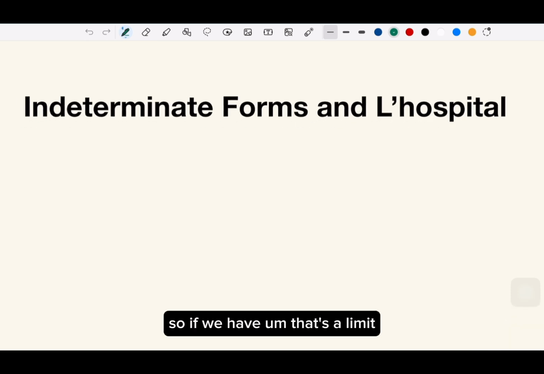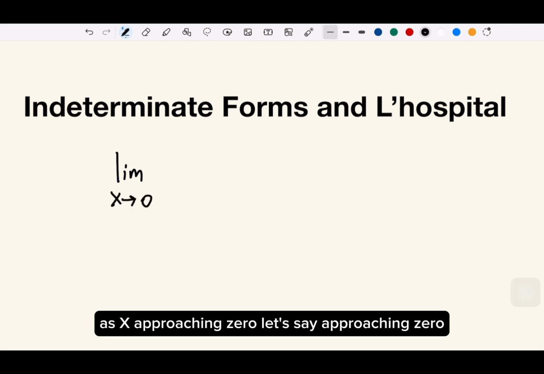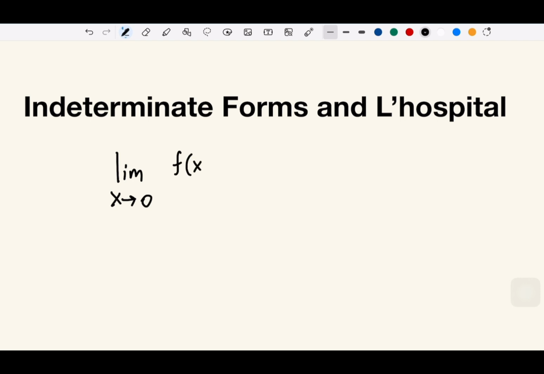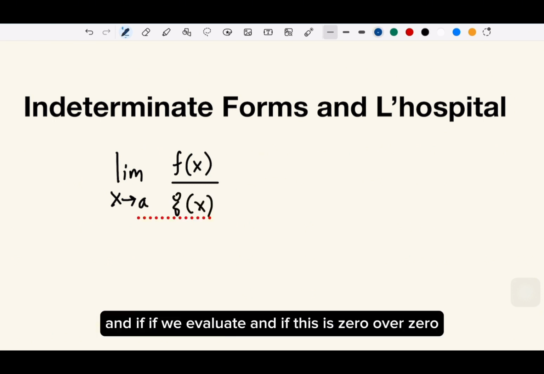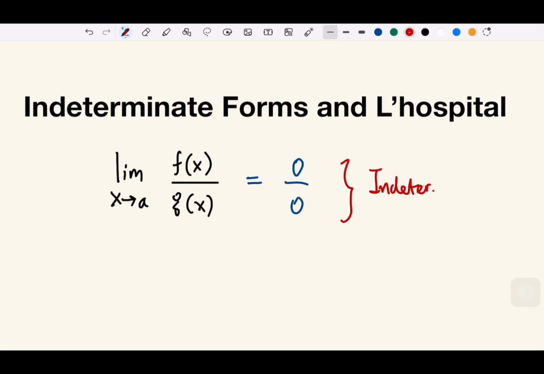So if we have, let's say, the limit as x approaching 0, or maybe not 0, maybe just a. And if we evaluate this and it is 0 over 0, we call this indeterminate forms.